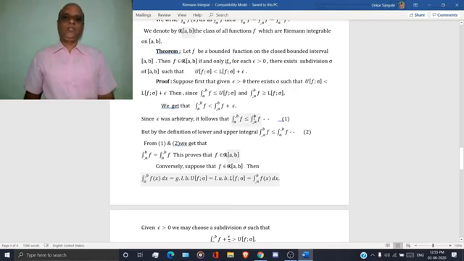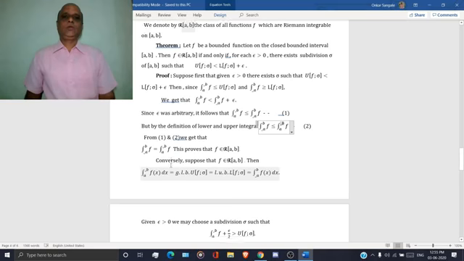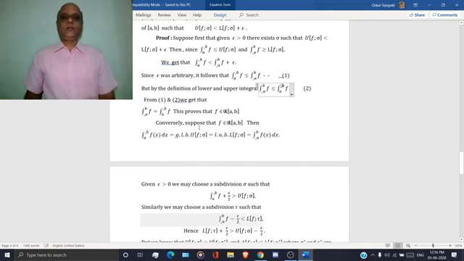Now from these two statements we get that the lower integral a to b f is equal to the upper integral a to b f, and this proves that f is Riemann integrable, and we write it as f belongs to R[a,b], meaning f is in the class of Riemann integrable functions over the closed interval [a,b]. Now conversely, suppose that f is a Riemann integrable function, then we have to prove the condition.